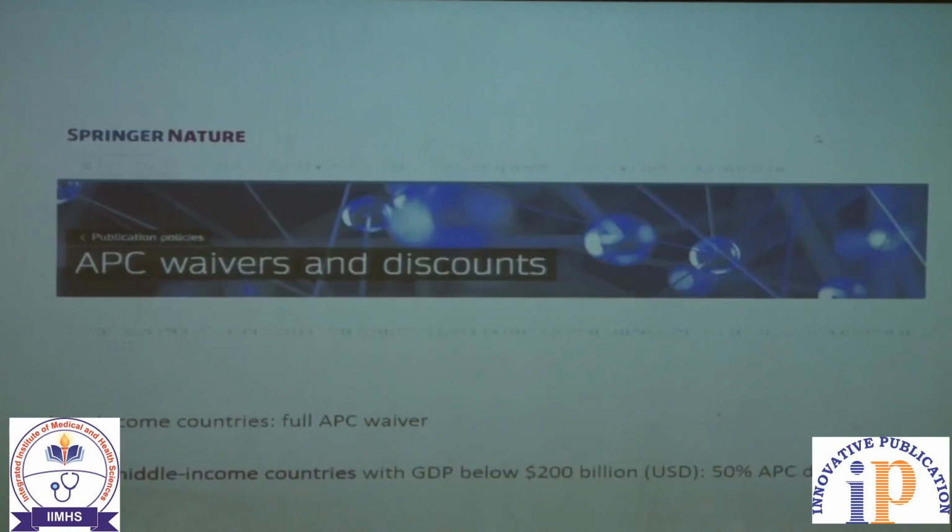So this is the slide showing full waivers to the low income countries, and lower middle income countries can have to pay some 50% of the discount.